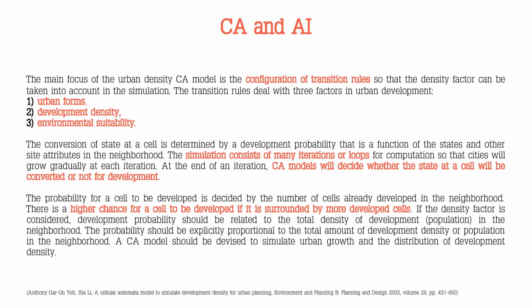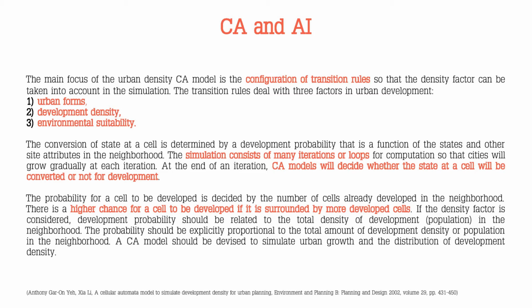This slide mentions a very interesting point. We know that cellular automata are based on rules between the different cells of the grid. So the question is, which are the transition rules? The author of the paper focuses on three main factors in urban development: urban form, development density, and environmental suitability. Urban form is clear, it is the morphology, the physical form of the city. The density, in detail the development density, means in which direction the density should grow, and environmental suitability means, is this development suitable in terms of the general environment?